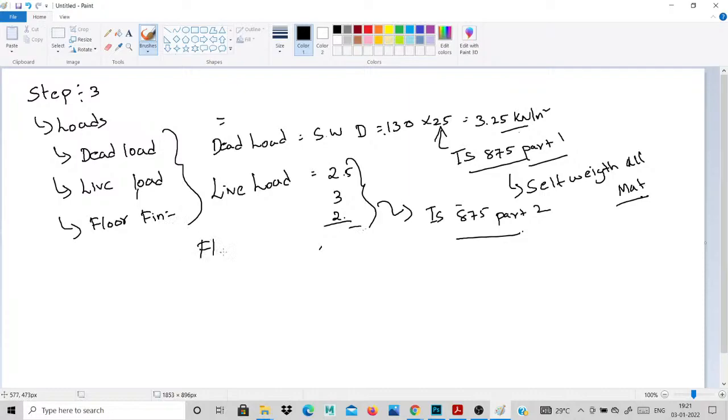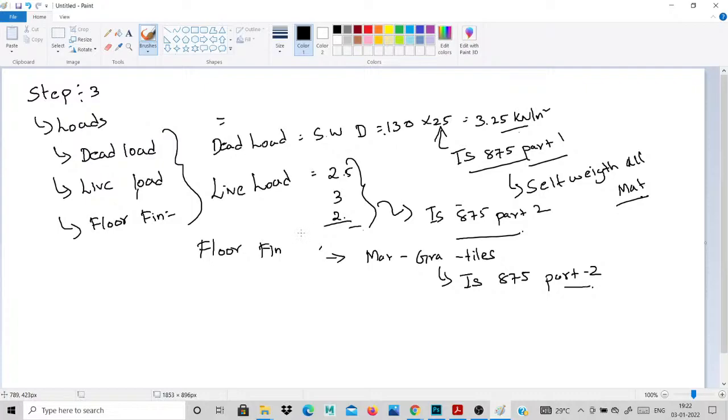Then floor finish. Floor finish is based on your floor, whether you provide marble, granite or tiles, that type of work. How to take the self weight for your marbles, tiles and others? Refer to IS 875 part 1. You simply take these values for your floor finish.